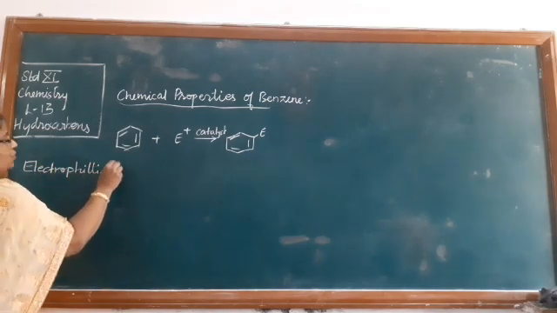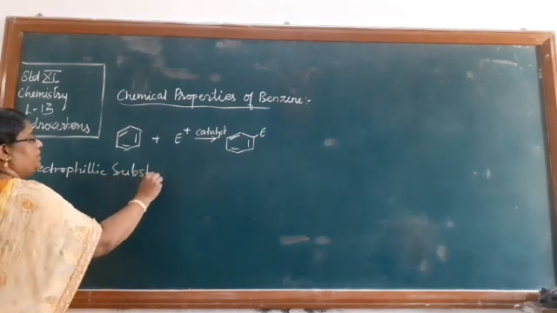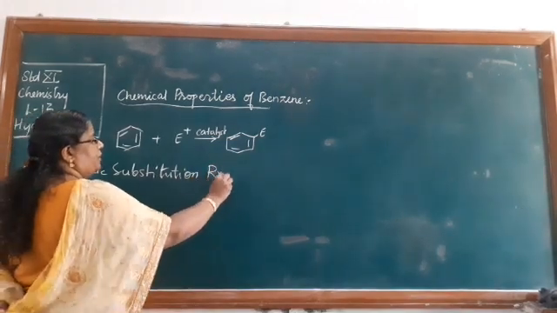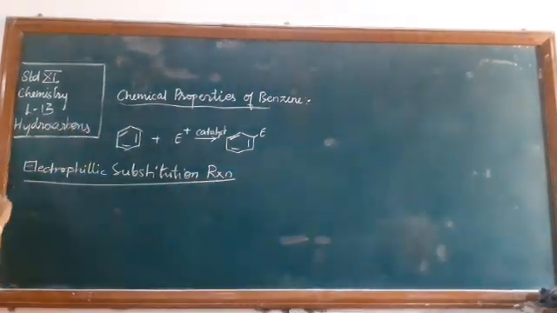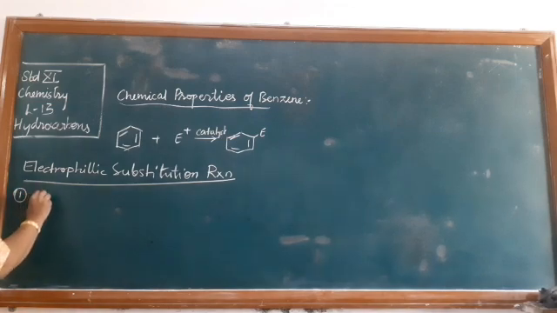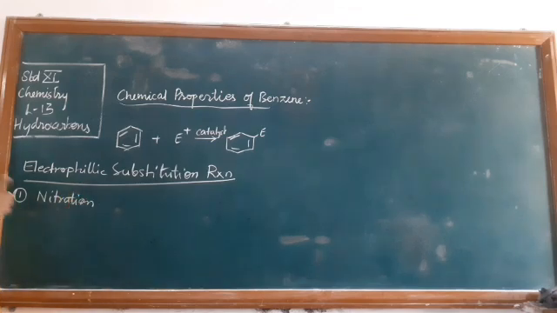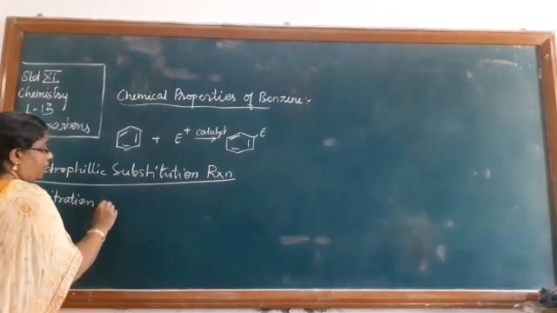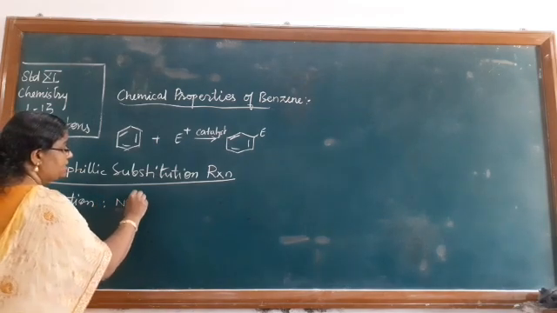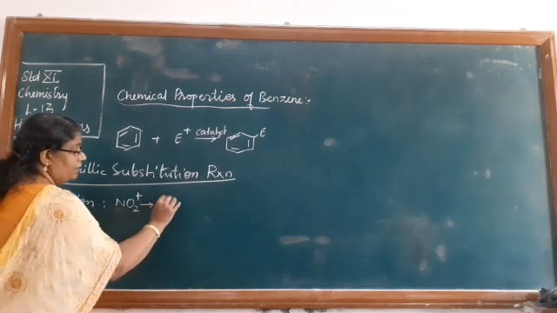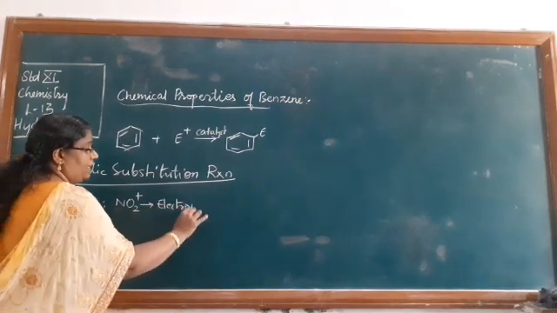Electrophilic substitution reaction. As the name suggests, an electrophile is substituted on the benzene ring. The first is nitration. Nitration is one of the electrophilic substitution reactions, where the electrophile is NO2 plus. So this is your electrophile.